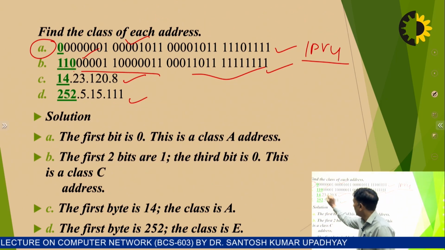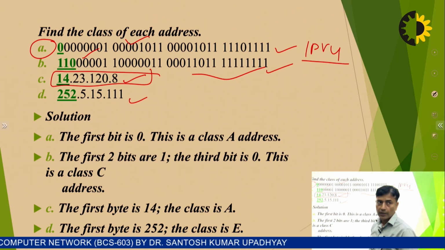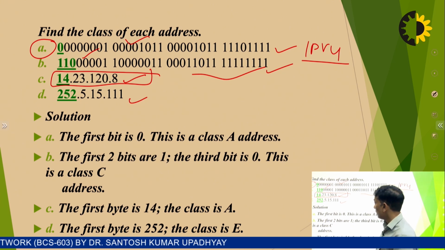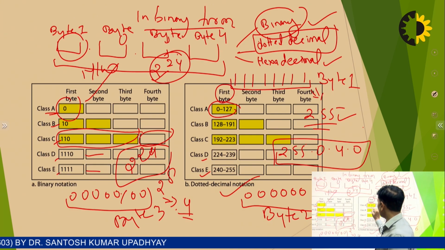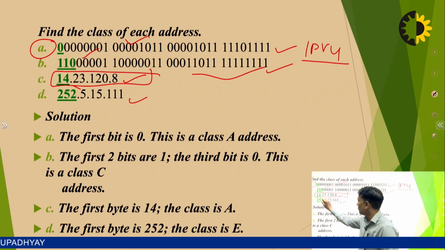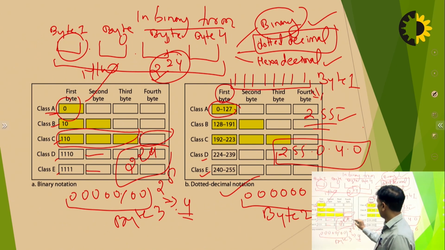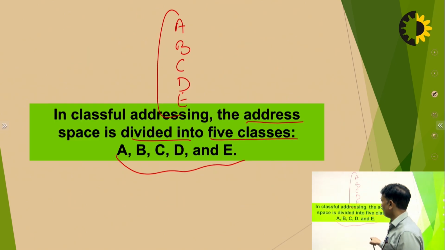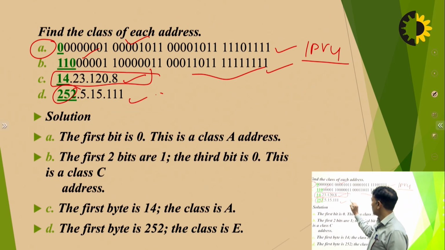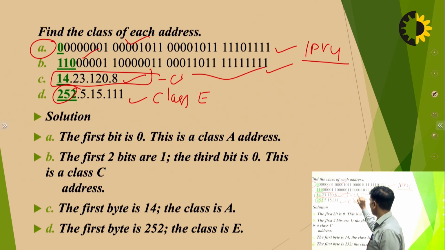Similarly, in dotted decimal notation, 14 means class A, because class A always has a decimal number from 0 to 127 in the first byte. Similarly, 252, let me go to the previous slide, where does 252 lie here? 242 to 255. So, this identifies class E, am I right? This is class E and this is class A.